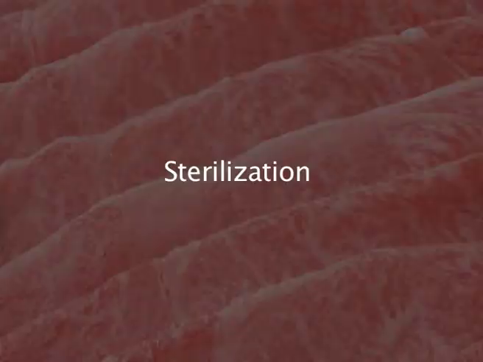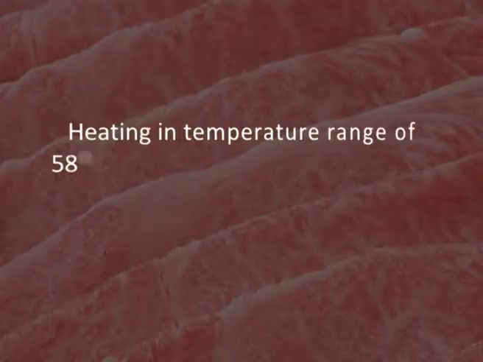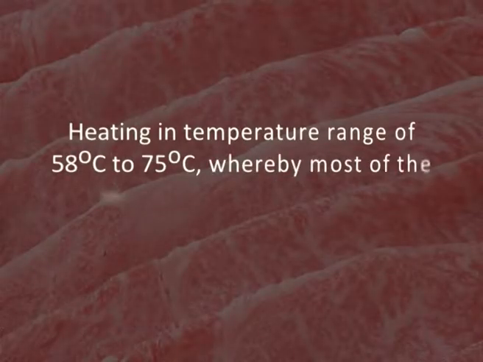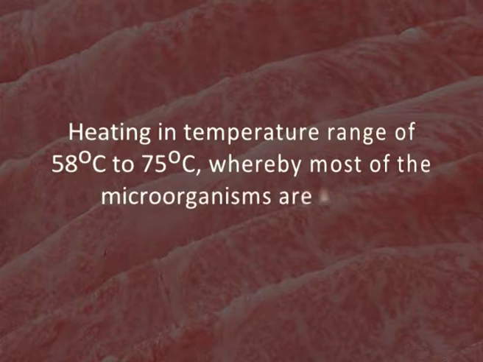First, pasteurization, which is designed to stop microbial growth with minimum damage. And second one, sterilization, in which all or most bacteria are killed, but which alters the meat to a considerably greater degree. Pasteurization refers to moderate heating in the temperature range of 58 to 75 degrees centigrade, whereby most of the microorganisms present are killed.